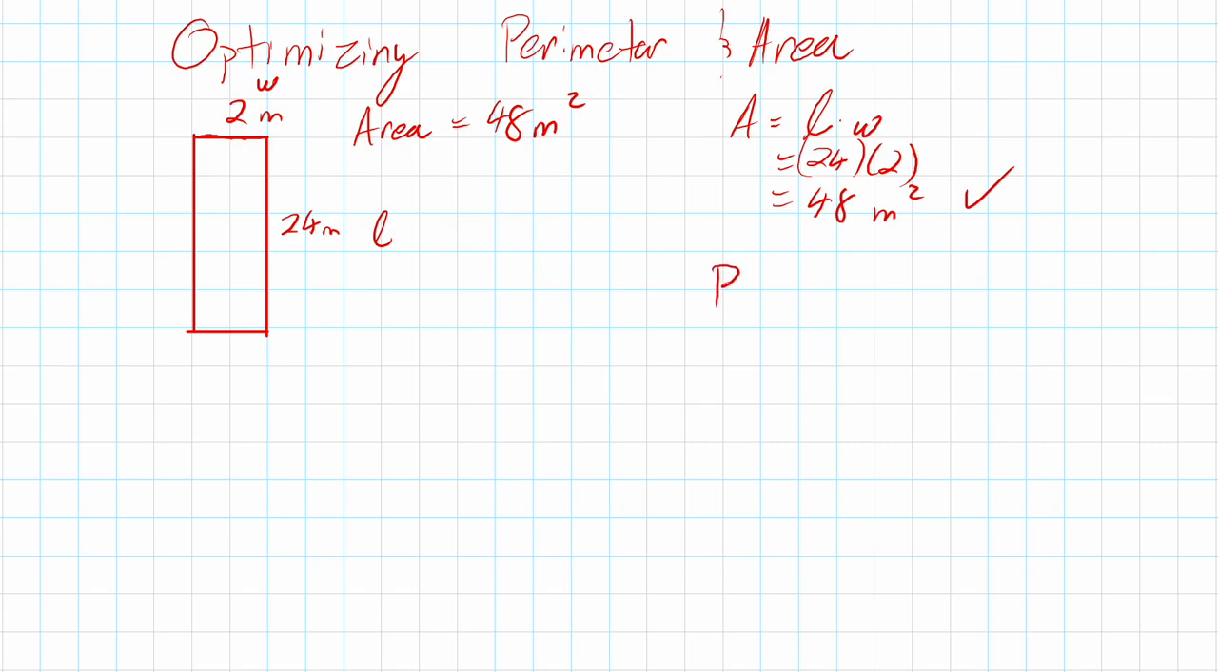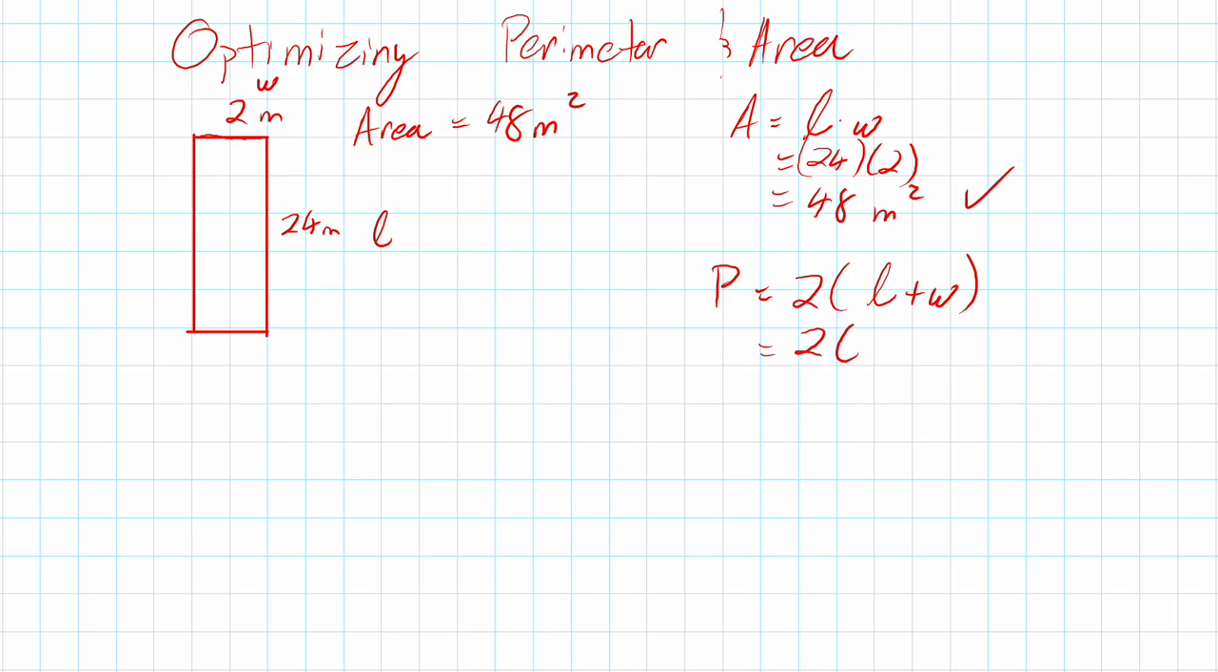Let's take a look at the perimeter. We're trying to minimize perimeter now. We want that to be as small as possible. Well, perimeter is the addition of everything. There's this little formula that we can use: 2 times (L plus W), and that will give us our perimeter. Instead of adding up all 4 sides, we can just add up 2 of them and multiply by 2.